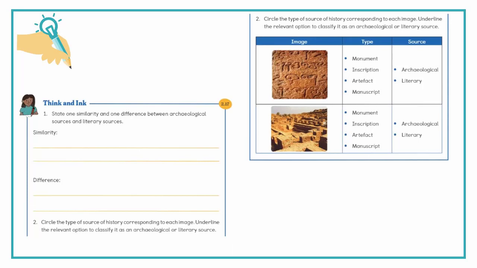The next one, it is a leftover building buried in the soil. What is it? Building. Yes. What source is it? Yes, round it up.